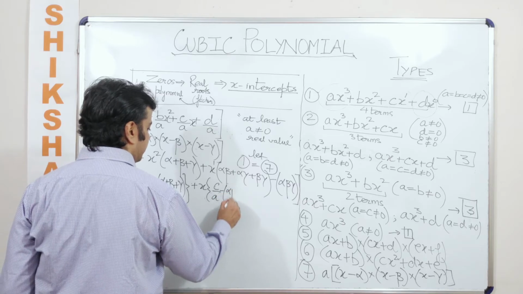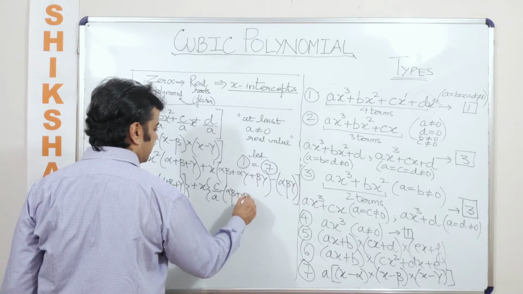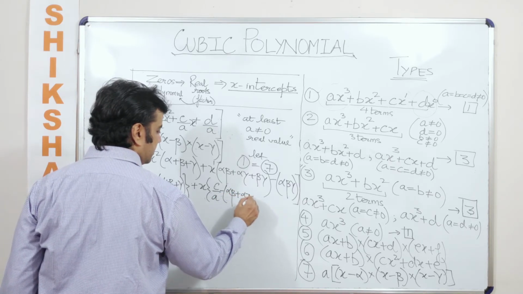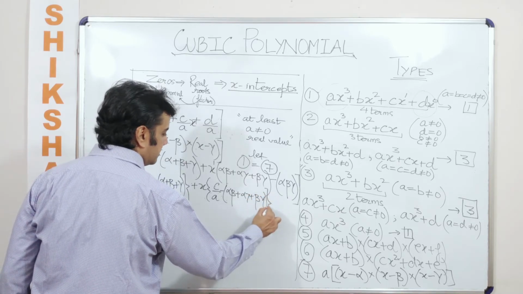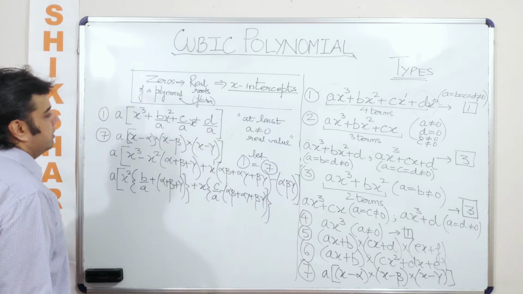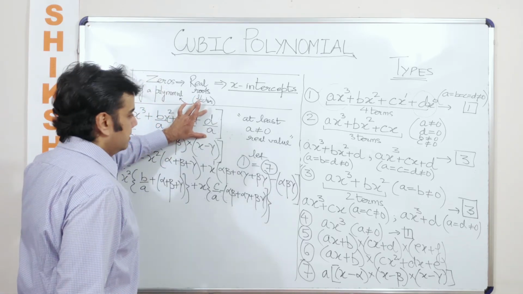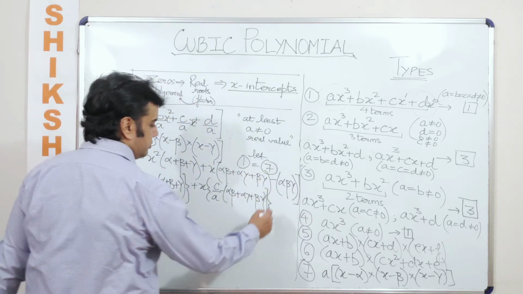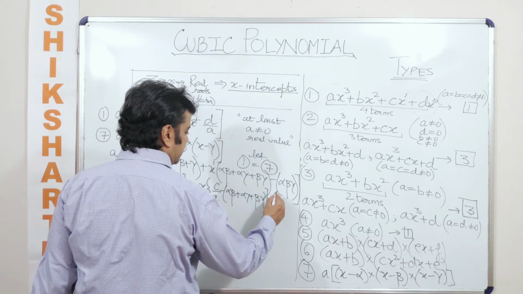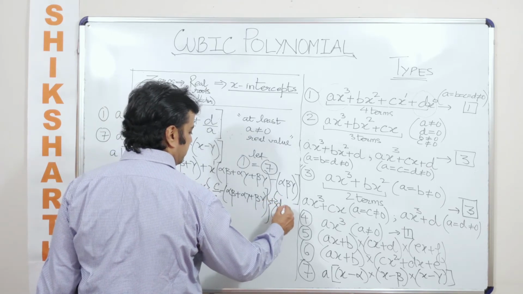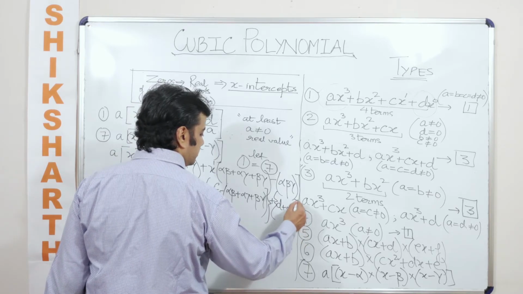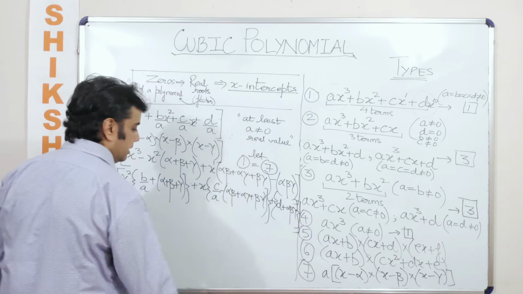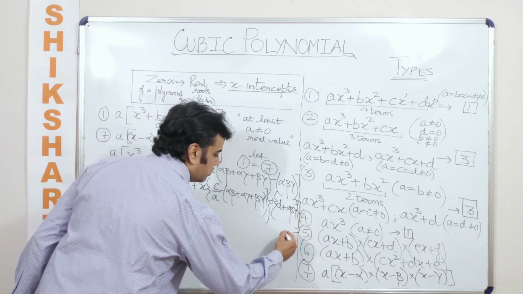minus alpha beta plus alpha gamma plus beta gamma, this closes, and then this minus this, which becomes what? Plus, curly bracket starts, d plus alpha beta gamma, curly bracket closes, square bracket closes. Now this becomes equal to 0.